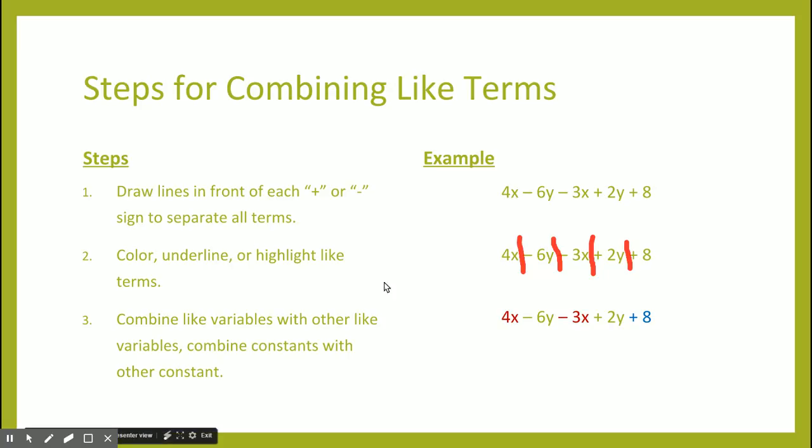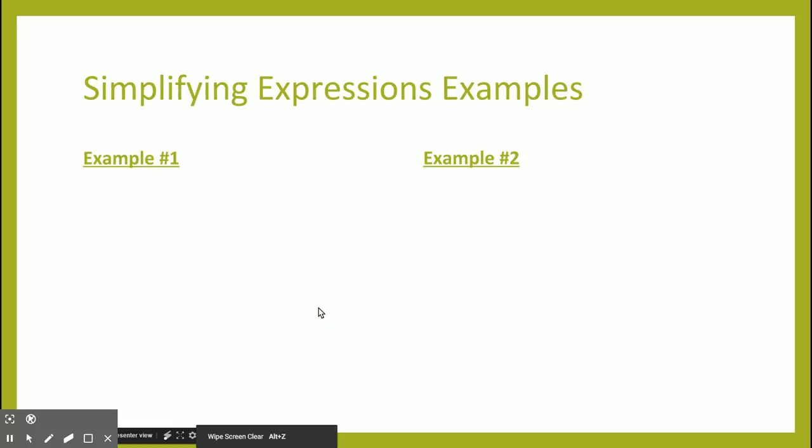Now, the next thing we want to do is combine the like variables. Combine the x's with the x's, the y's with the y's, and the constants with the constants. Once you separate the terms, you're just using the rules for adding integers. So 4x plus a negative 3x is just x. Negative 6y plus 2y is negative 4y. And 8 has nothing to be combined with, so it just stays 8. So our answer ends up looking like this. Again, 4x minus 3x is x. Negative 6y plus 2y is negative 4y. And 8 stays 8. So it's actually a pretty easy concept.